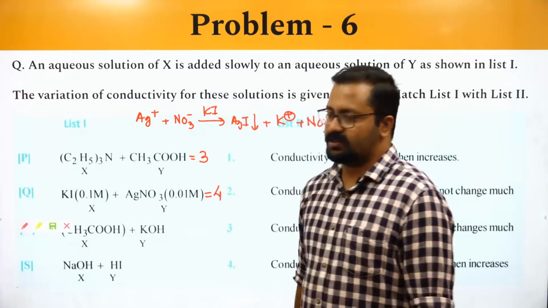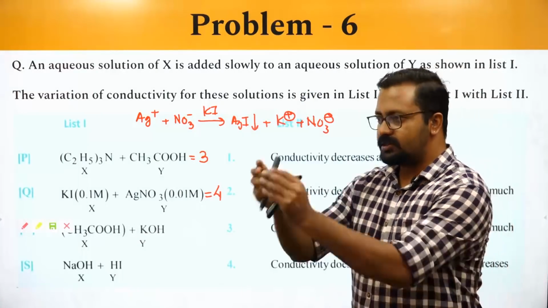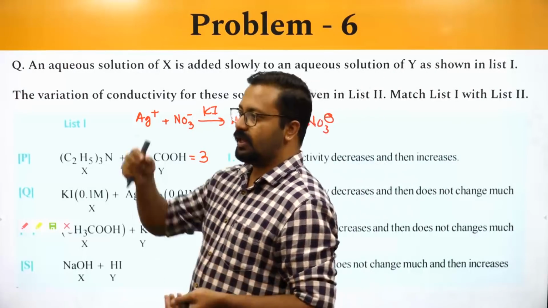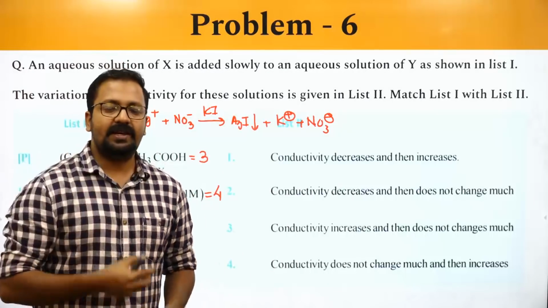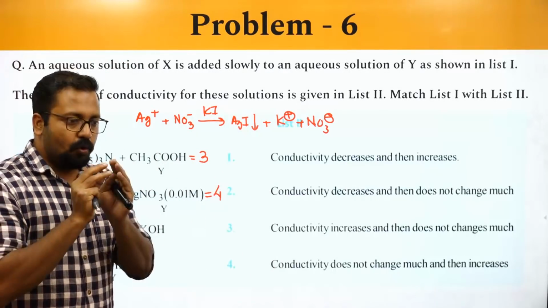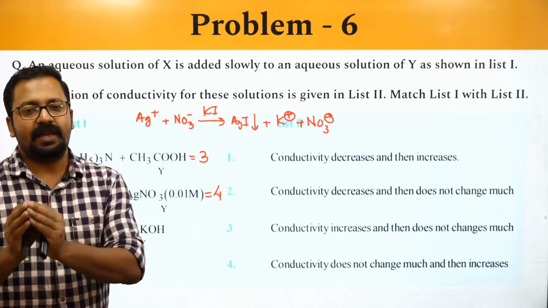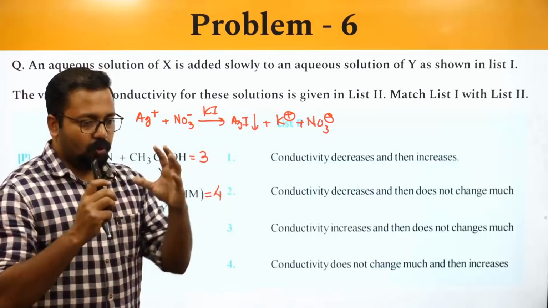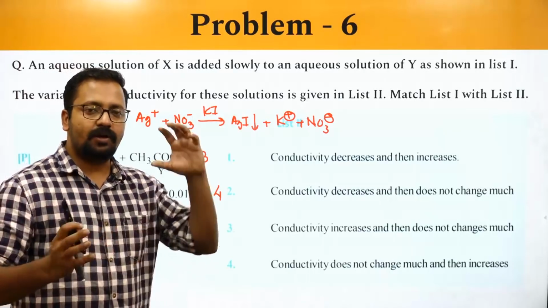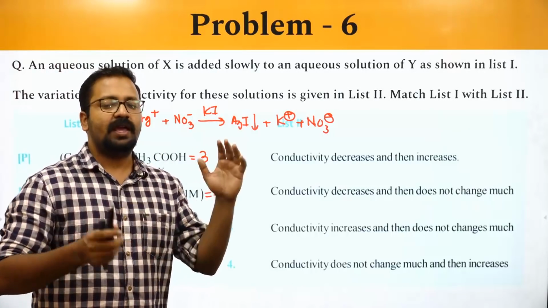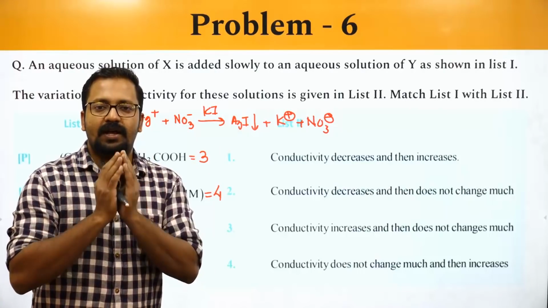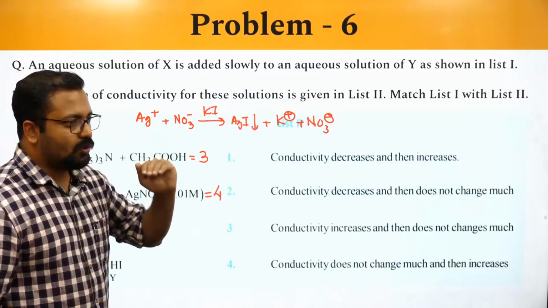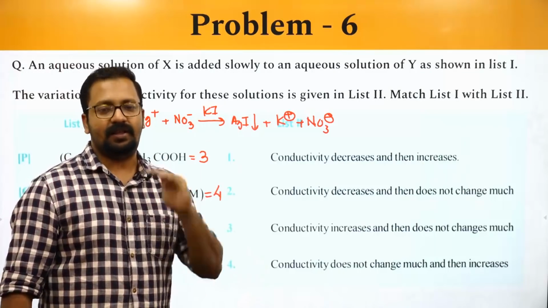Acetic acid and KOH. Very beautiful question, because KOH contains OH minus. OH minus is a fast moving ion. The moment you add acetic acid, you are slowly consuming OH minus and combining it with H plus to form water. So OH minus, which is a fast moving ion, is now trapped by H plus and converted into a slow moving weak electrolyte. So that means you are slowly decreasing the conductivity.